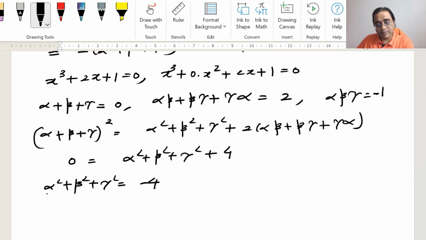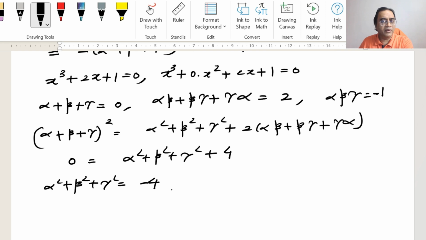Square of a real number can never be negative. So alpha, beta, gamma, all the three cannot be real. So at least two have to be complex. Why two?